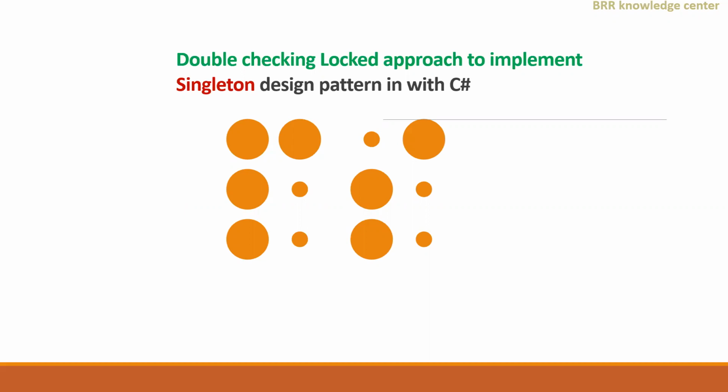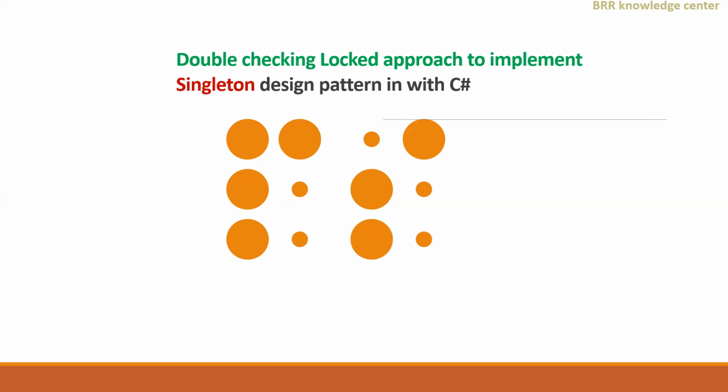So in this session, we'll talk about the double-checked locking approach to implement the singleton design pattern in C#. In the earlier session, we saw the basic singleton class implementation, and after that, we saw the thread safety approach using the lock mechanism, so that it invokes the singleton design pattern class as per the guidelines in a multi-threaded environment.